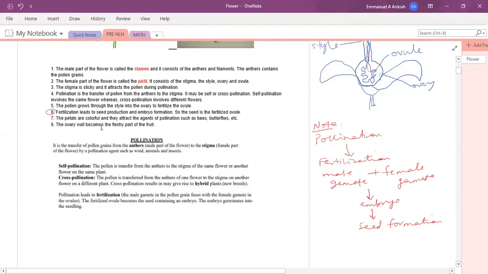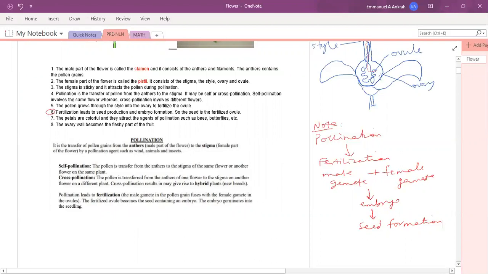Now the ovary wall becomes the fleshy part of the fruit, right? So once you have fertilization, the seed and the fruit form. Like if you take a mango, the seed will be the fertilized ovule, and then the fleshy part is the ovary wall, the wall of the ovary, covering it. Okay, the ovary wall becomes the fleshy part. Right. So that's a quick summary of what happens in pollination. Okay.